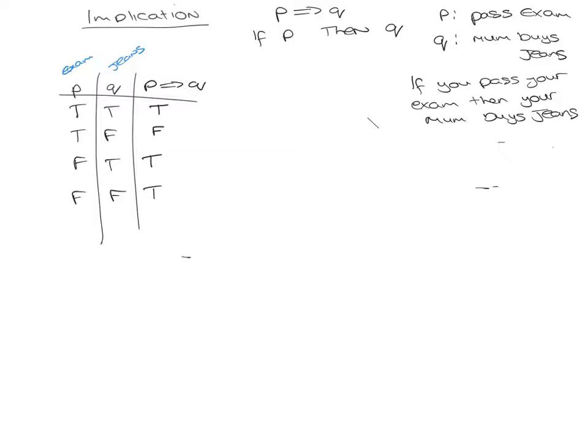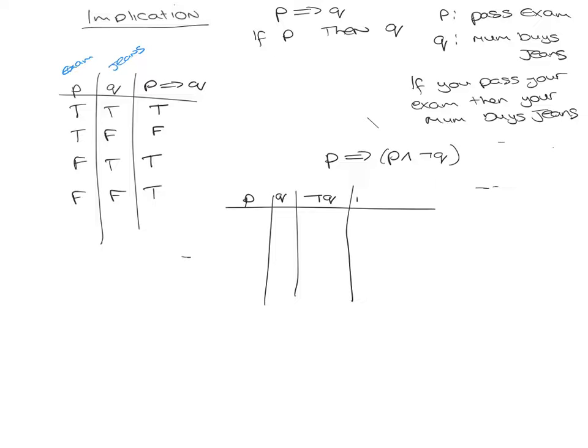Now, this can be applied to any type of implication. So, for example, if we had the statement P implies (P and not Q), if we draw up our truth tables, first we need P and Q, but we're also going to need a not Q in here. We're also going to need to know P and not Q, in other words the bracket, and then finally we can come up with the truth table for the implication.